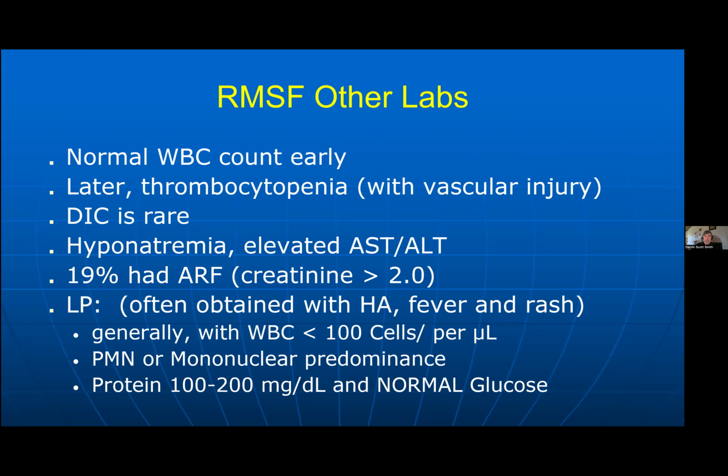About a fifth of the patients have an elevated creatinine, and a lumbar puncture, often obtained because of the initial presentation of terrible headache, fever, and rash, can generally, with Rocky Mountain spotted fever, show a white count less than 100, with dominance of PMNs and mononuclear cells. The protein level, 100 to 200, is observed, and often a normal glucose. So it's not really suggestive of an obvious bacterial meningitis, but if it looks to be like this profile, think outside the box and think of Rocky Mountain spotted fever.